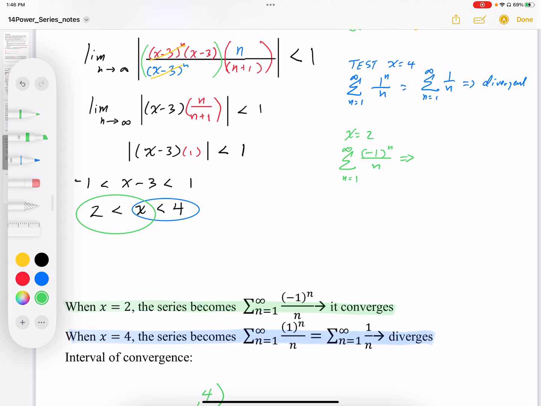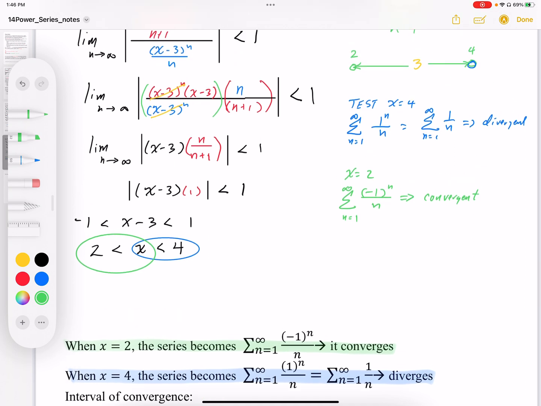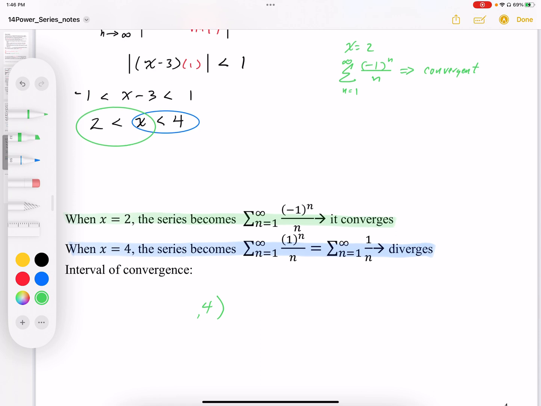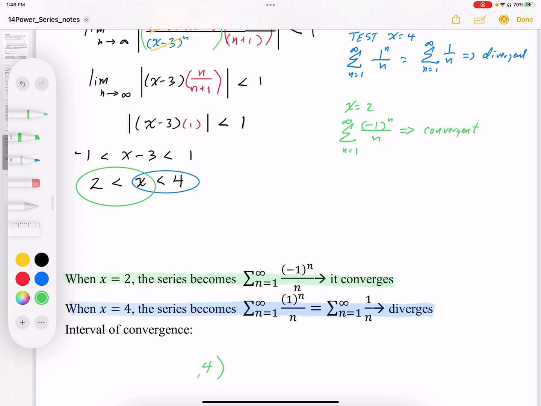Alternating harmonic series converge, so we can make this convergent. Notice that we didn't do any kind of formal test to determine that. We just need to determine divergent or convergent by any means. In this case, a formal test was not necessary because these are standard series that we already know. So we have a convergent left-hand endpoint, so we're going to fill that in. That is a half closed or half open interval, and on the right-hand side it is divergent, so it doesn't include that endpoint.